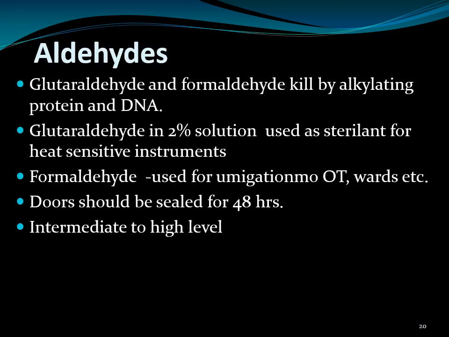Now the aldehydes, which are a very important group, that is glutaraldehyde and formaldehyde. They come to the level of chemical sterilant. Sometimes a short note can come on chemical sterilants, so we should know which chemicals come in the category achieving the level of sterilization. Glutaraldehyde and formaldehyde kill by alkylating protein and DNA.